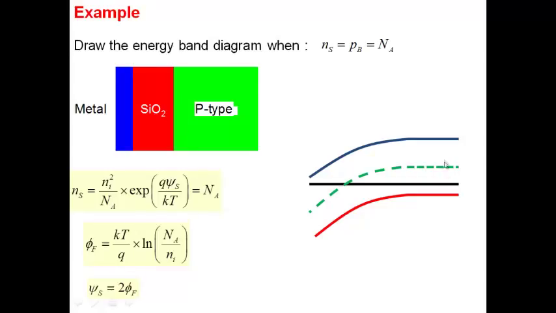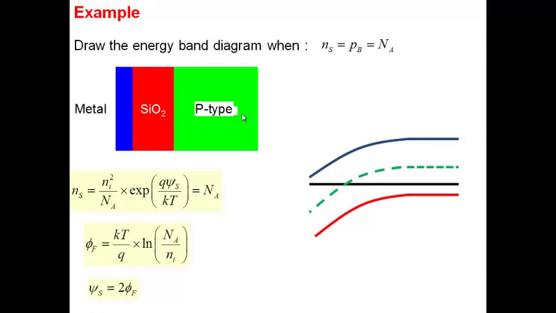What is psi b equal to? Bulk potential is how much? Psi b equal to, according to our definition, 0. So how much is the total drop in the semiconductor as you go from here to here? Voltage drop in the semiconductor? Psi s minus psi b, which is nothing but psi s. So you have to create that much potential drop in your semiconductor to create the threshold condition.